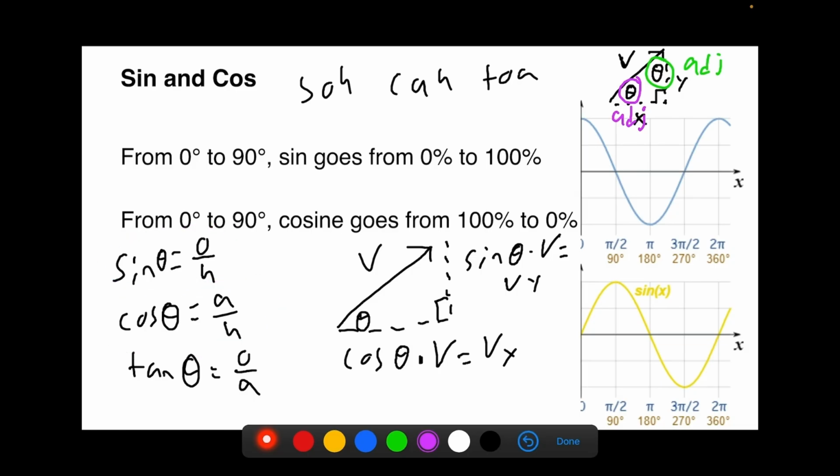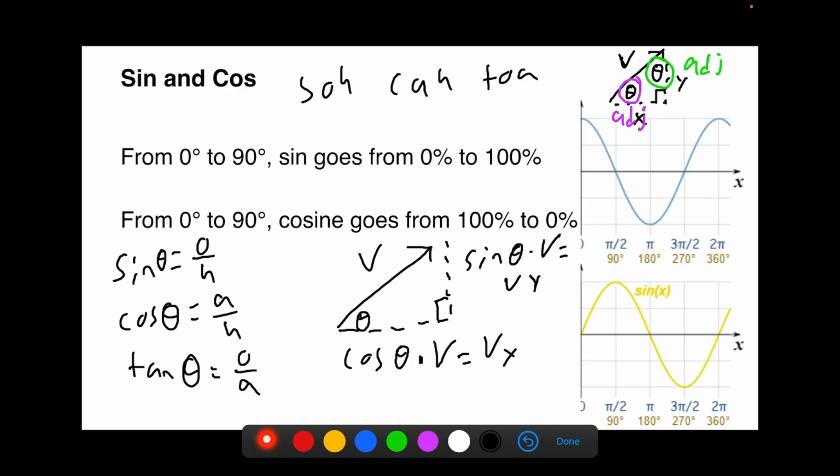Right? If I'm solving for my opposite side, it's going to be sine times hypotenuse. If I'm solving for my adjacent side, it's going to be cosine times hypotenuse. So this is going to be the classic: you get your y component from the sine of the angle, if it's measured from the origin, times the vector, and then you get your x component from cosine times the vector.